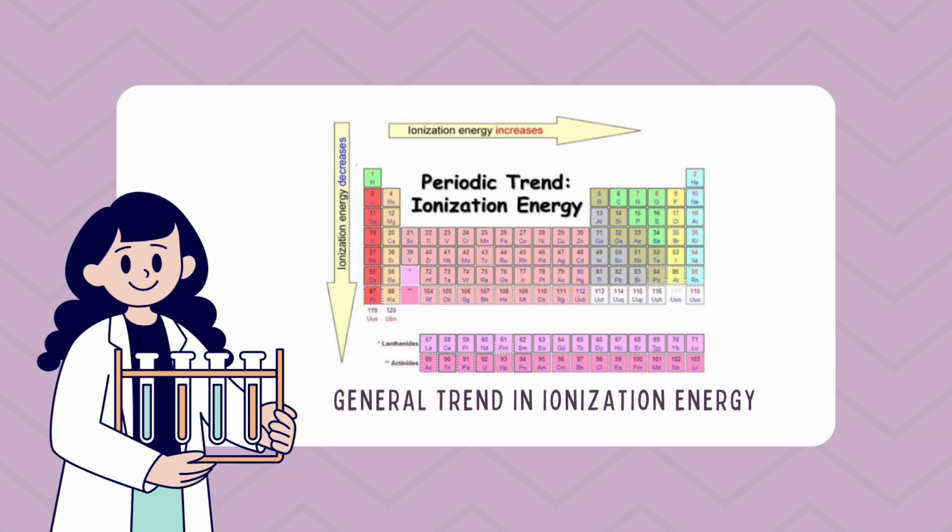Down a group in the periodic table, the ionization energy decreases. The atomic radius increases as we go down the group. The atomic size expands as more electrons are added to successive energy levels. Shielding effect increases. The outer electron is far from the nucleus and has less attraction to it, thus it is easier to remove the electron.